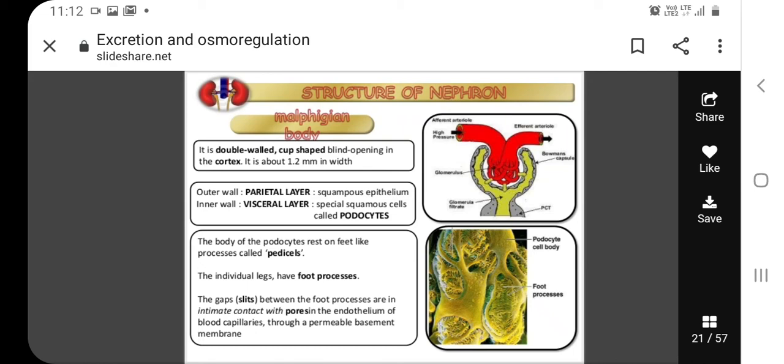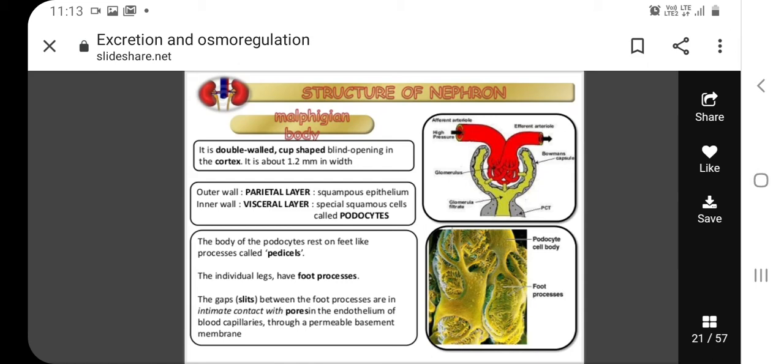The capillary network that originates from the renal arteries supplies the nephron with blood that needs to be filtered, that is, the blood from where the nitrogenous waste and the other waste products has to be secreted out or filtered out, is supplied into the nephrons, or more specifically into the Bowman's capsule of the nephron.